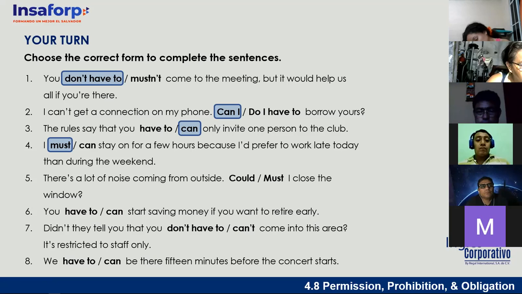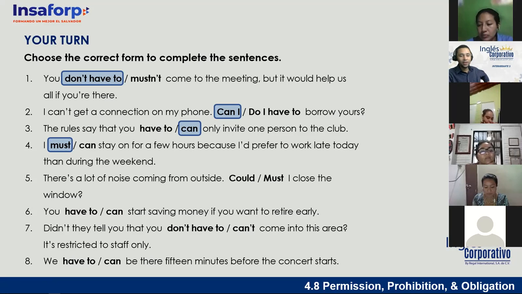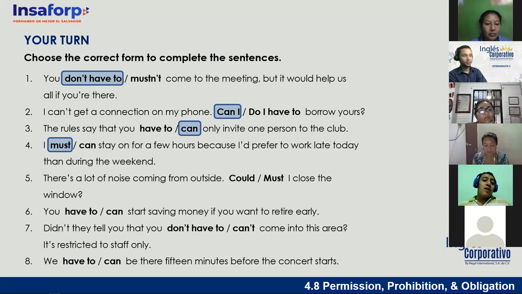Griselda wants to participate, but Francisco Isaac was first and then Griselda. So Francisco, you take number five and Griselda, you take number six, please. Francisco, number five. Okay. There's a lot of noise coming from outside. So must I close the window? In this case, could I close the window? That's right, because you're asking for permission, okay? Thank you, Francisco. Very good.